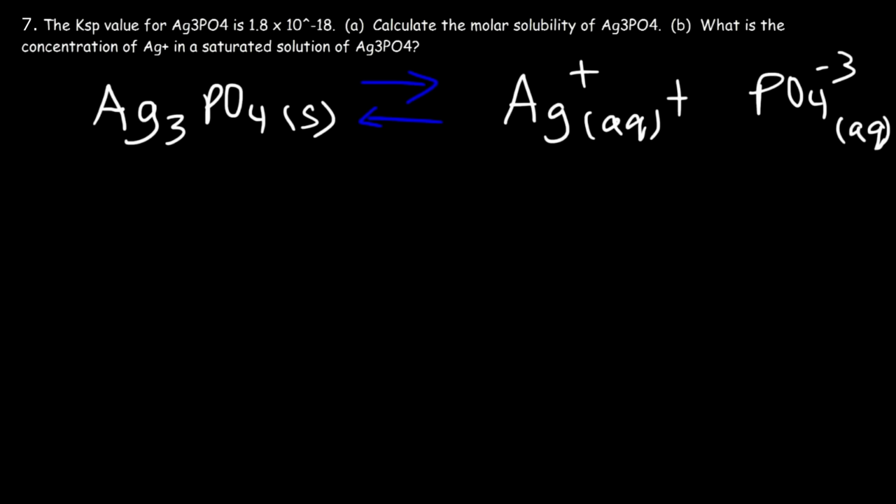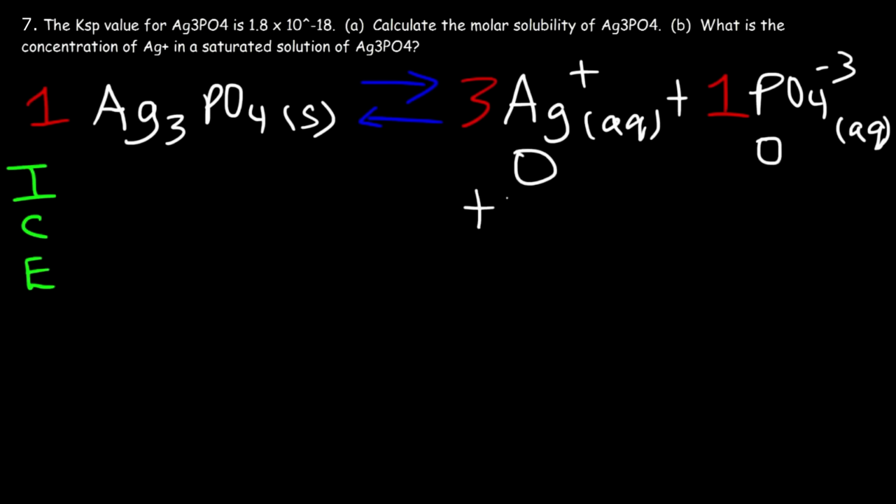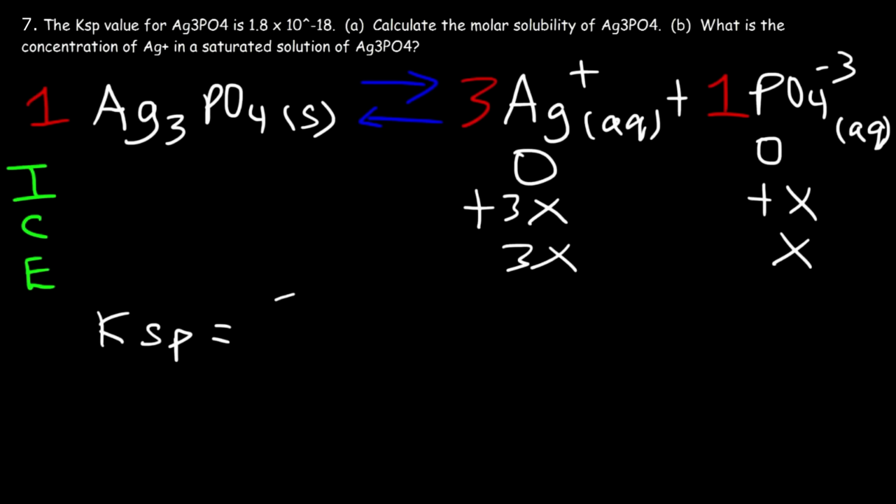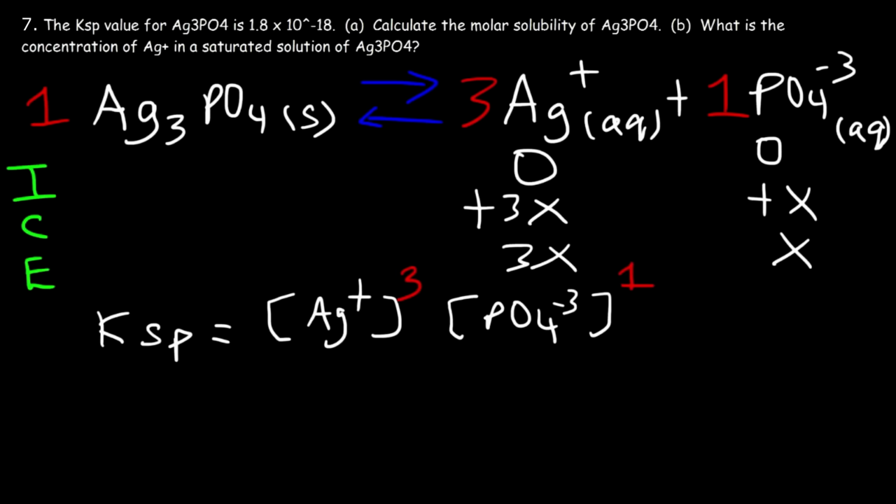Now let's go ahead and balance the reaction. So notice that the subscript is 3. We're going to put a 3 in front of Ag+, and a 1 in front of PO4. Now let's make an ice table. So this is going to be 0, 0, plus 3x, plus x, and then 3x and x. So the KSP expression is going to be Ag plus times phosphate. And then we need to raise this to the third power and this to the first power.